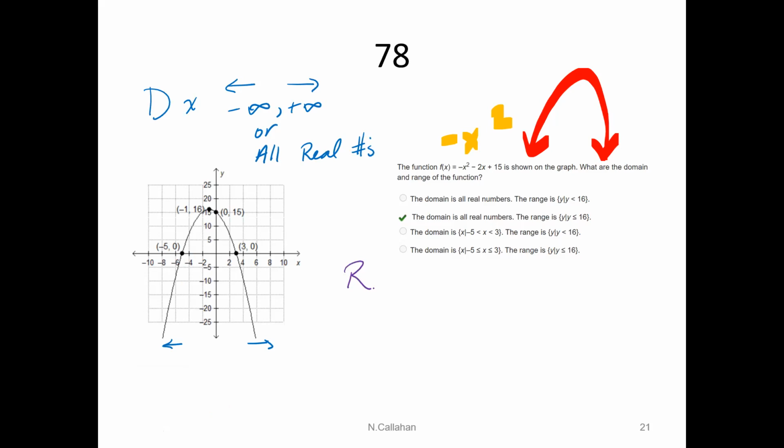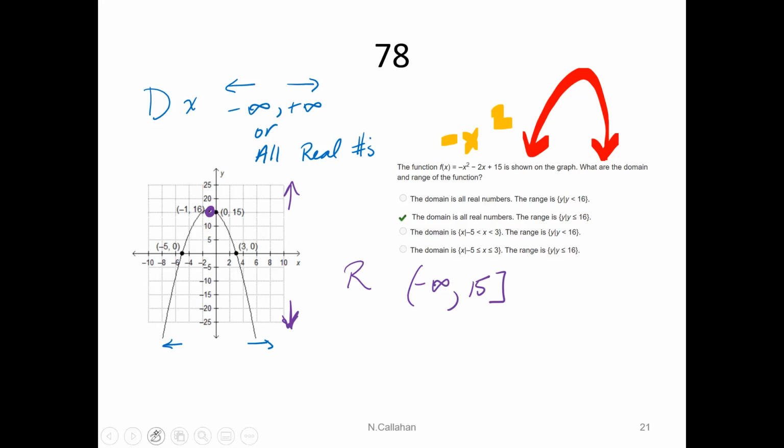Your second part is your range. Your range talks about going up and down. If you look at this graph, it stops right there. It doesn't go any further than 15. So 15 is the highest it will ever get. How low does it get? Does it ever stop moving downward? Nope, it's going to go to negative infinity, okay?